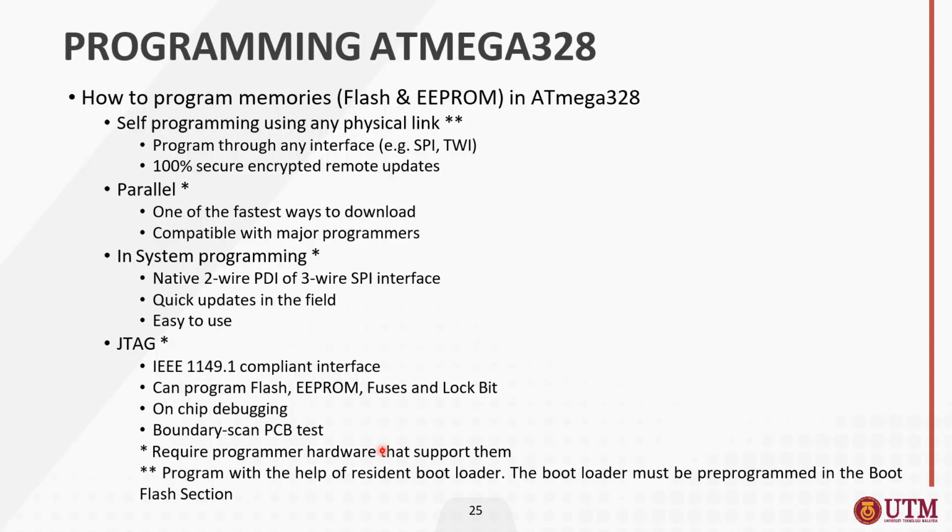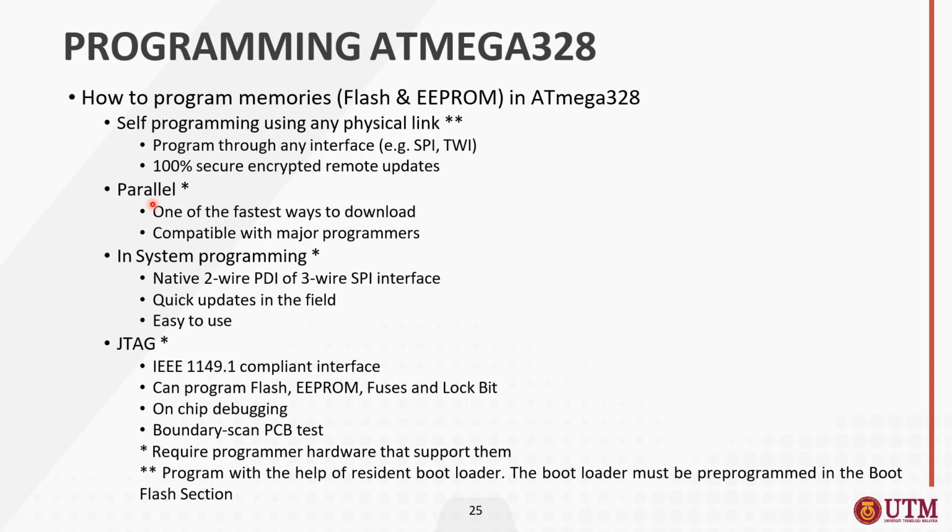Next is how you want to program the Atmega 328. There are 4 procedures or 4 ways for you to program the memories inside the Atmega 328. The first one is self-programming using any physical link. For self-programming, you can program through any interface, for example SPI or TWI interface, and it is 100% secure, with encrypted remote updates.